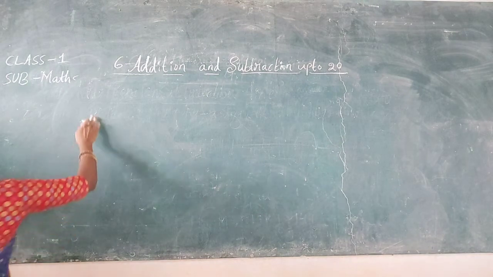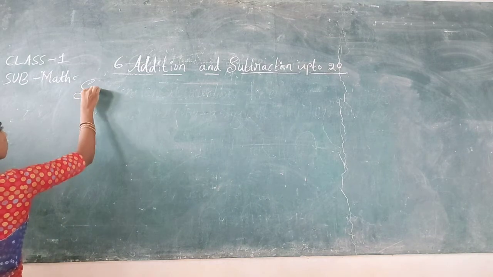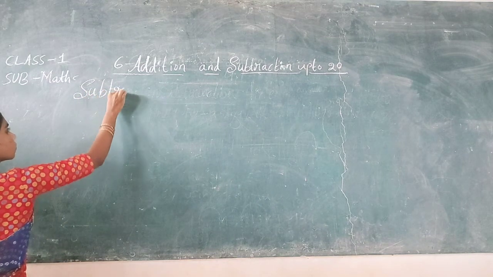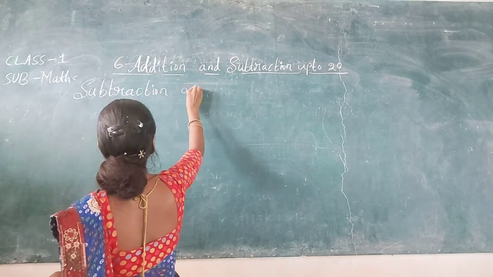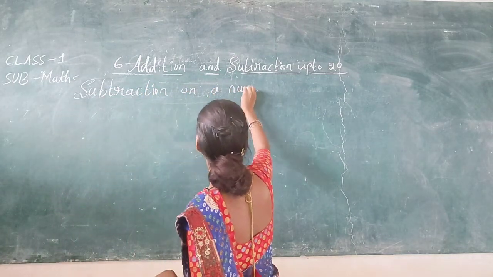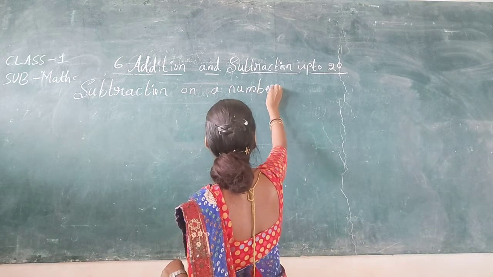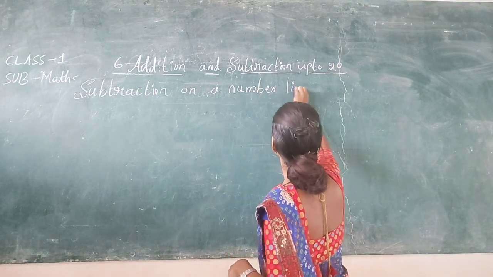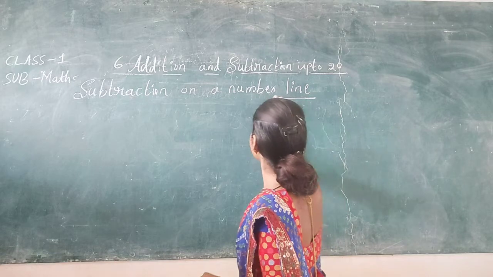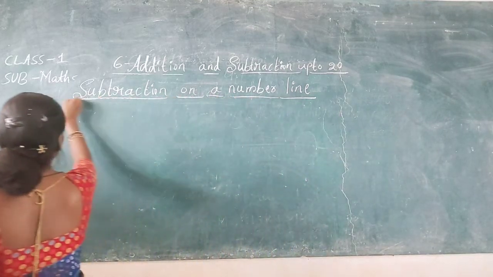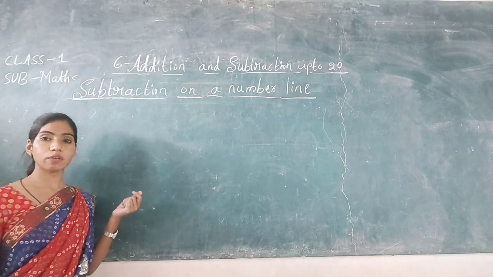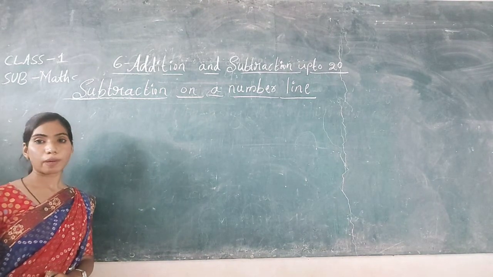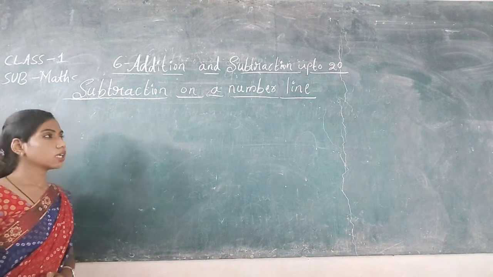Next come to the subtraction on a number line. Subtraction on a number line. How can we subtract the given numbers by using the number line? Take one example.